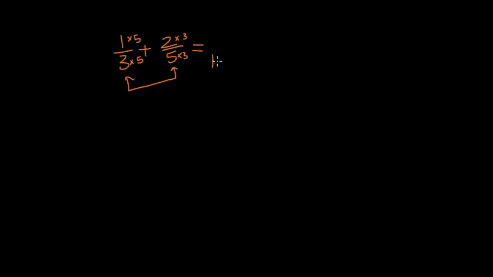Because in this case, I'm going to have 15 as the base for this one and 15 as the base for this one, because 3 times 5 is the same as 5 times 3. So here I'm going to have 5 over 15 plus 6 over 15. And that will give me 5 plus 6 is 11, so I'm going to get 11 over 15. It's as simple as that.